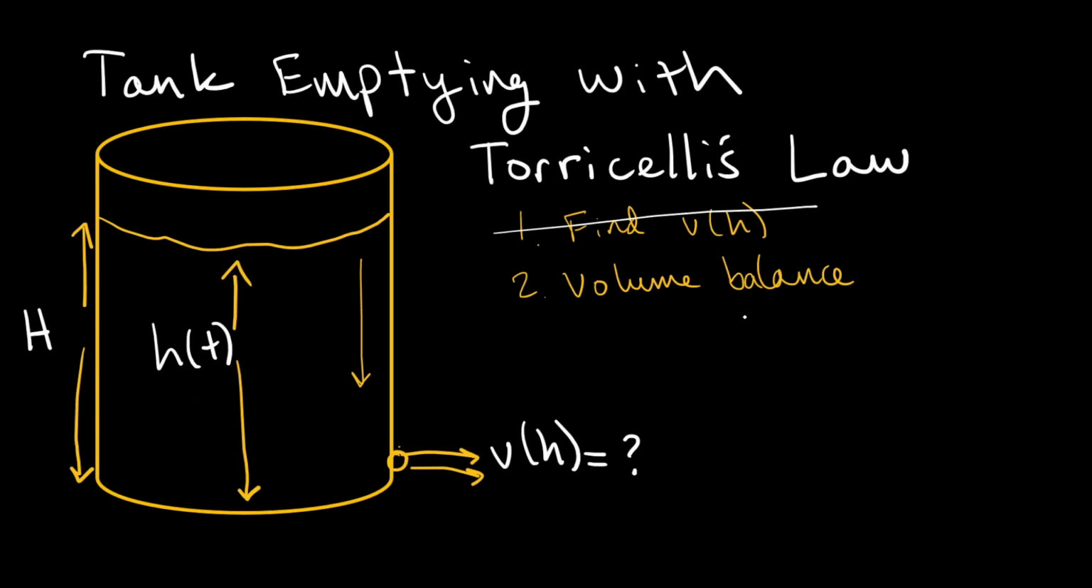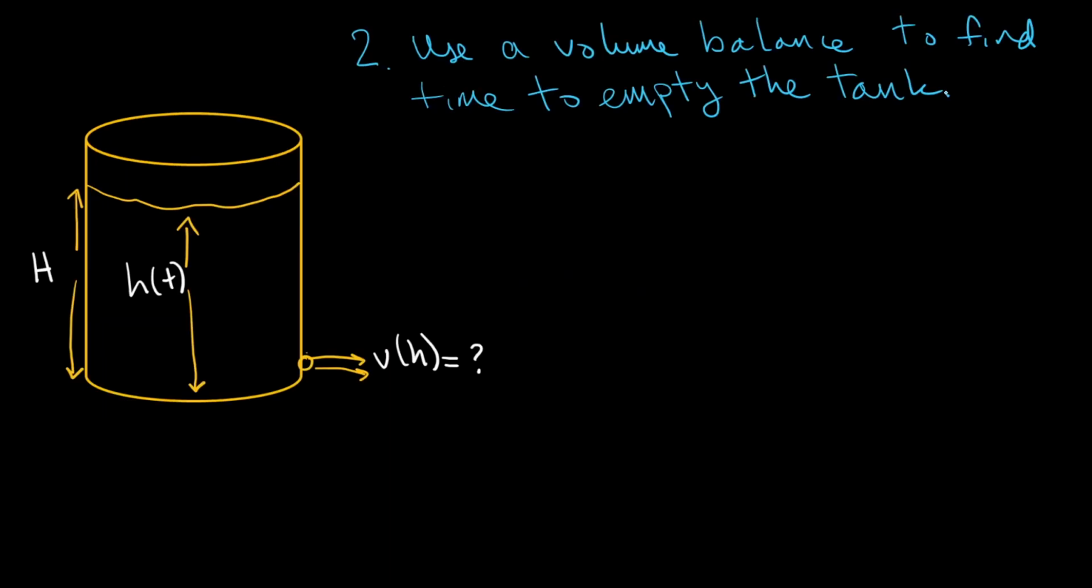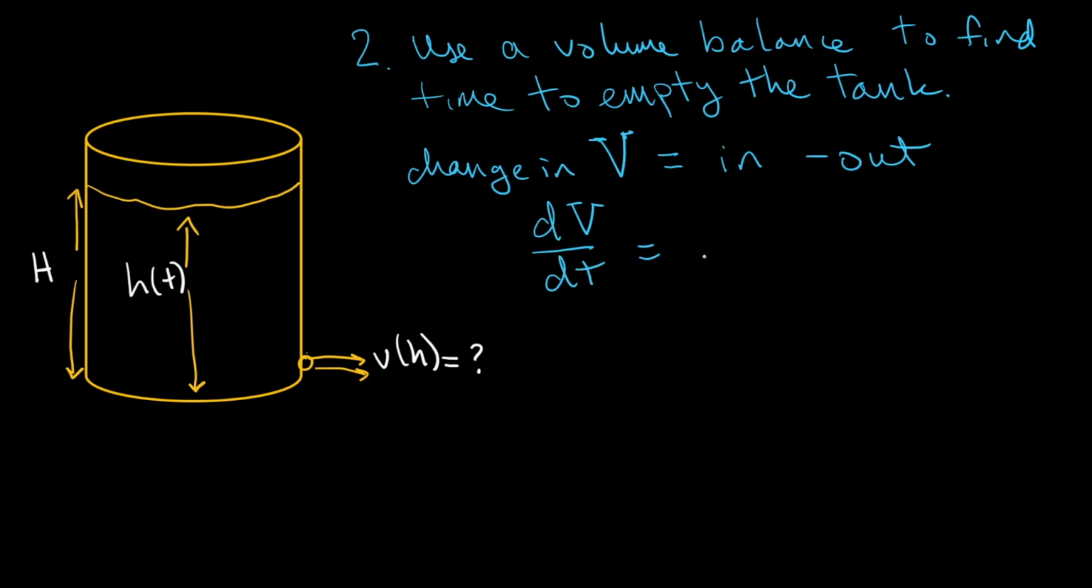That's complete. Now we need to think about what this volume balance looks like. For this step, we're going to use a volume balance to find the time to empty a tank. And what a volume balance means is we're going to say the change in volume V, this is a capital V for volume, is going to be equal to what comes in minus what comes out. So if we write this in differential equation terms, we get dV/dt is equal to, again, in minus out. There's nothing coming in, so that's a 0, minus what's coming out. So what's the volume per time coming out? That's going to be equal to our volumetric flow rate out, which is our velocity, again, as a function of h.